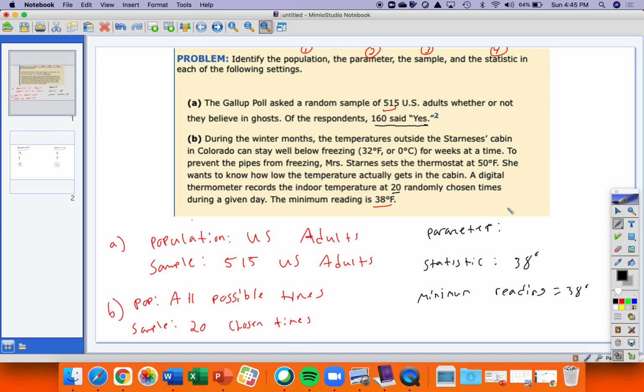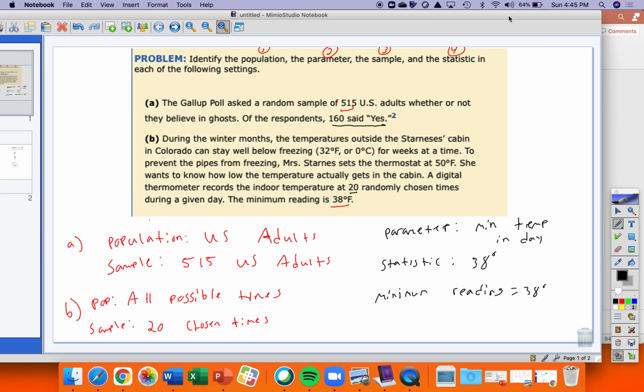The parameter I'm looking for is just the minimum temp in the day. So whatever the coldest temperature is during any day is what I'm looking for. Okay, again, parameters we are usually looking for, and we use statistics to help us estimate parameters.